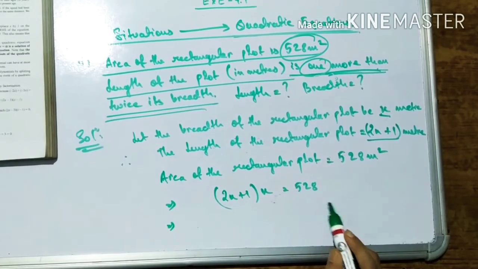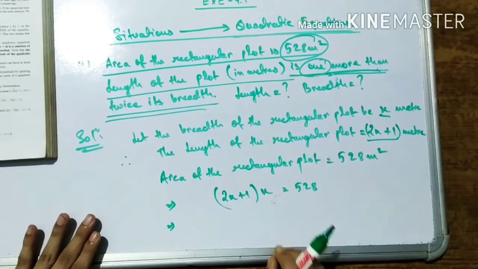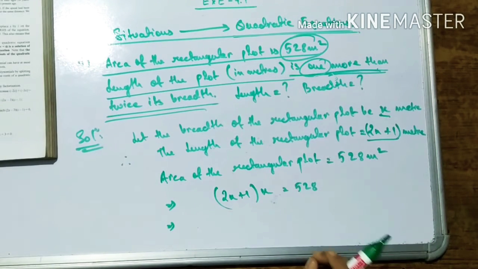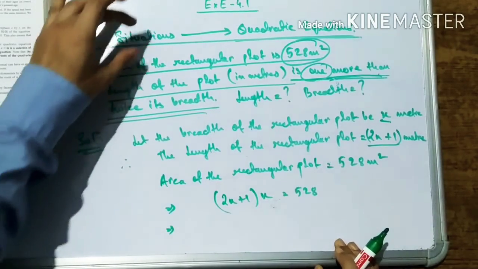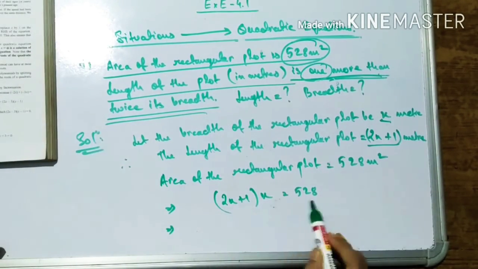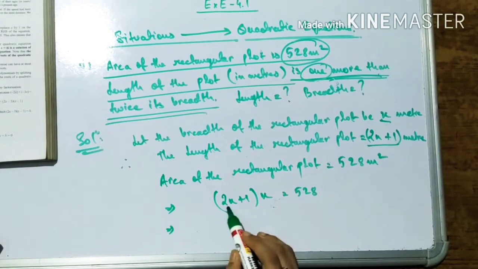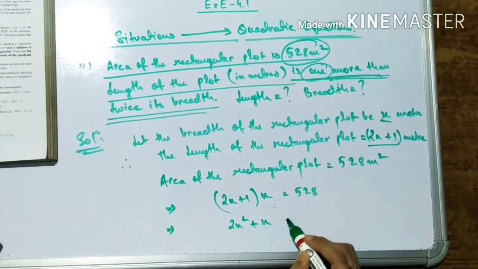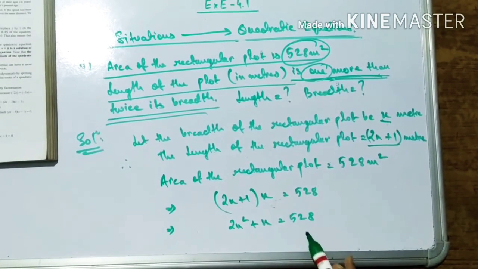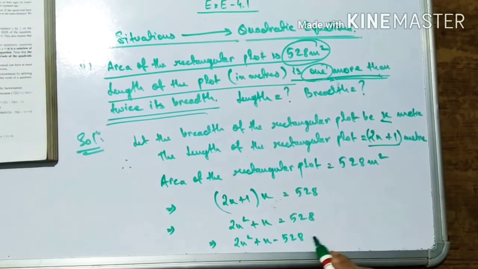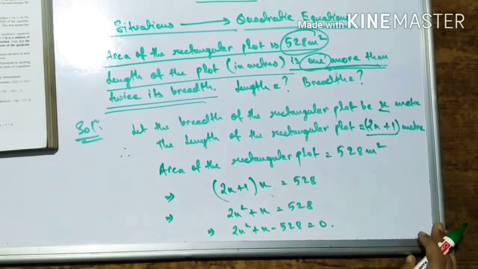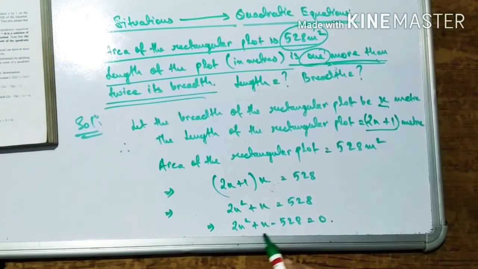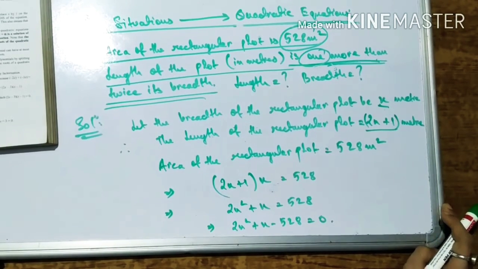Now I will solve this and express it in the form of ax square plus bx plus c is equal to 0. In the question it is saying that I have to represent the situation in a quadratic equation. Multiplying 2x plus 1 into x, I will get 2x square plus x is equal to 528. Now I bring 528 to the left hand side. Then I get 2x square plus x minus 528 is equal to 0. It is of the form ax square plus bx plus c is equal to 0.